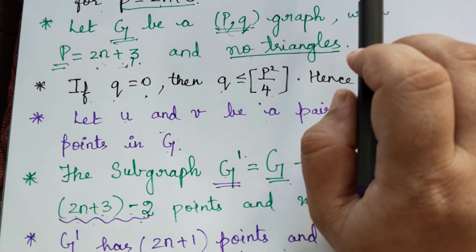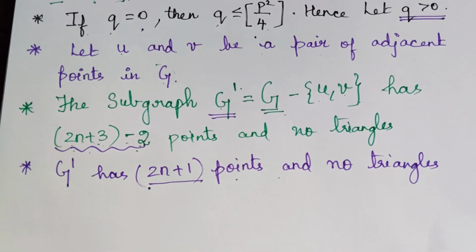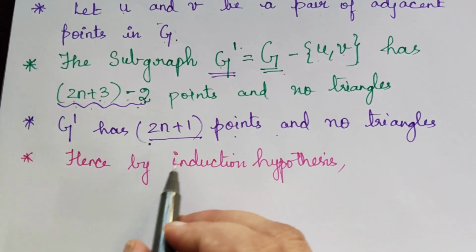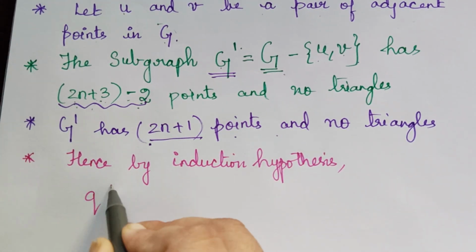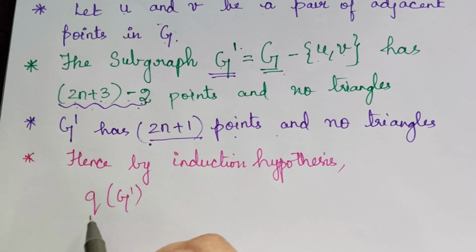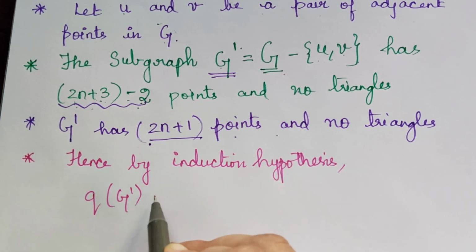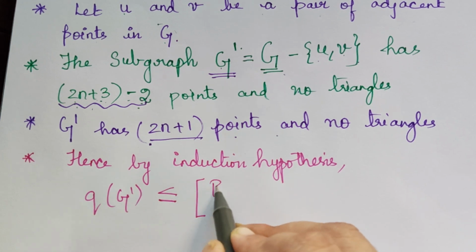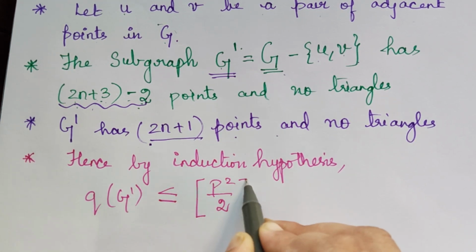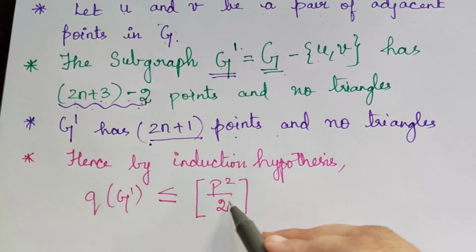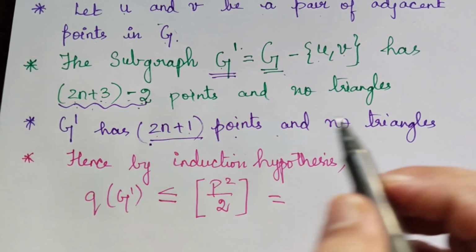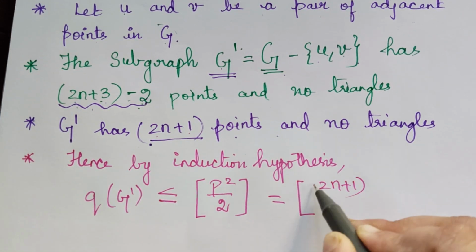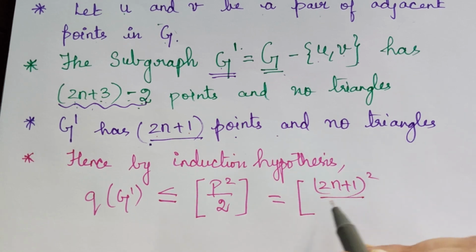So hence by induction hypothesis, what we will have? The result will hold according to the induction hypothesis. That is, the number of edges Q of G dash will be lesser than or equal to the maximum number of edges, p squared by 4, because the result will hold. But what is p now? 2n plus 1. We will substitute that. So integral part of 2n plus 1 the whole square divided by 4.